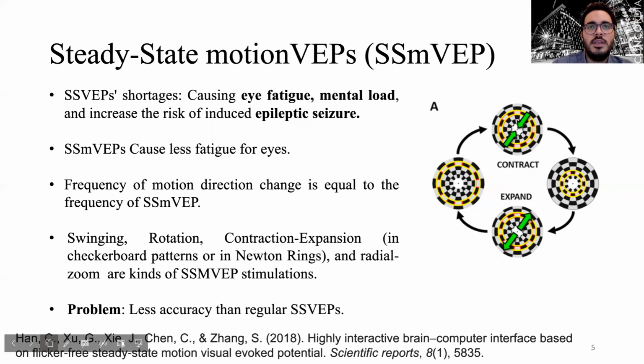With regard to SSMVEPs, there is a major problem. SSMVEPs are not as accurate as regular SSVEPs in terms of target identification and provocation of the VEP signals. Therefore, in this research, we come up with 4 SSMVEP paradigms as well as a deep learning-based target detector to address this deficit of them.